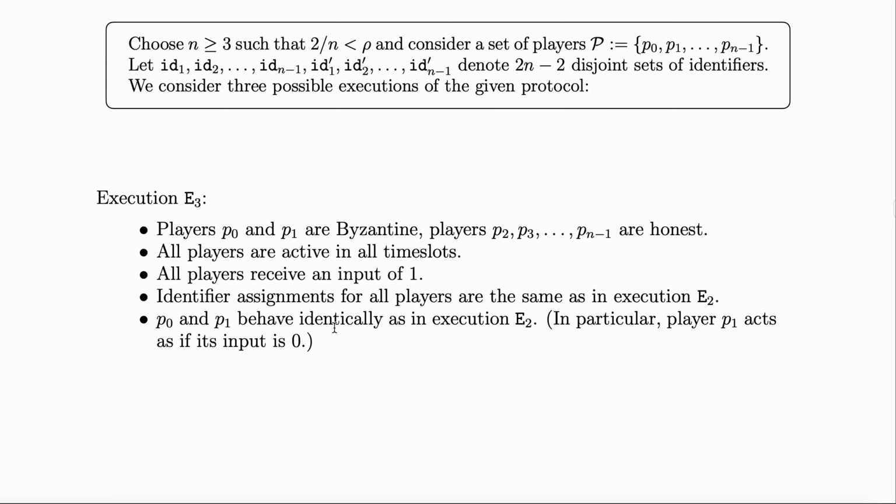So the point here is that we've made sure this execution is indistinguishable from E2 as far as these players are concerned. They had to output 0 in the previous execution, so they still have to output 0, but now all players have an input of 1. So they also have to terminate and output 1. So that gives us our contradiction.